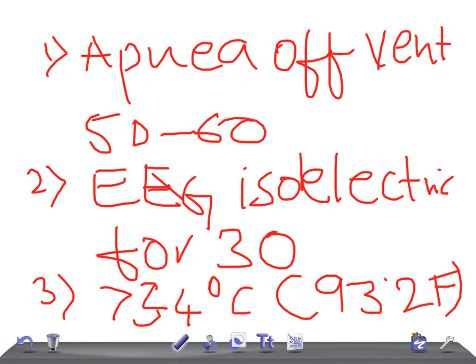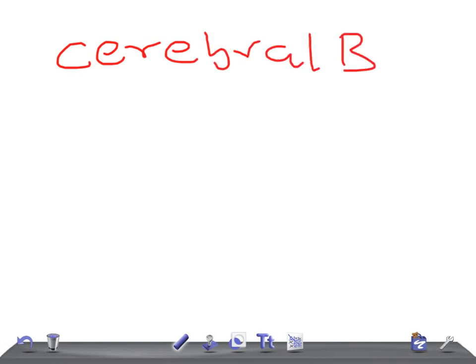The other important points: absence of cerebral blood flow on Doppler, ultrasound, or MRI angiography. And at least 24 hours of observation in adults with anoxic ischemic brain damage with a negative drug screen. These are very important things you should remember.